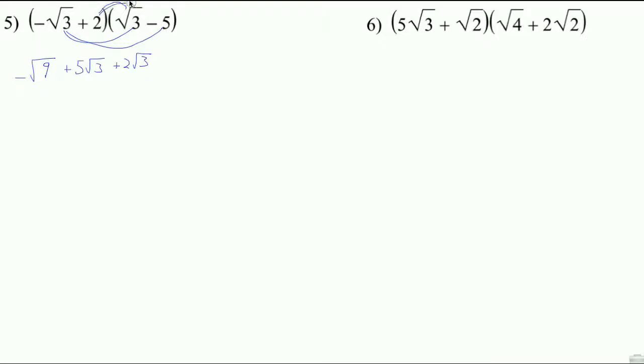And 2 times negative 5 is negative 10. As mentioned earlier, the square root of 9 is 3, so we got negative 3. Well, we have a couple like radicals that we can combine here. 5 root 3 plus 2 root 3 is 7 root 3 minus 10. And in fact, we have some integers we can combine here. So we have negative 13 plus 7 root 3.